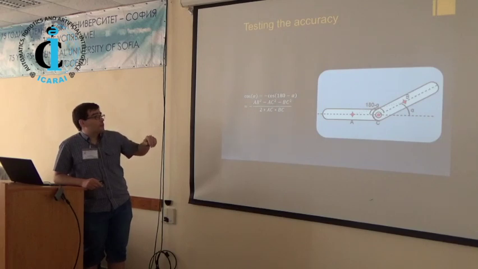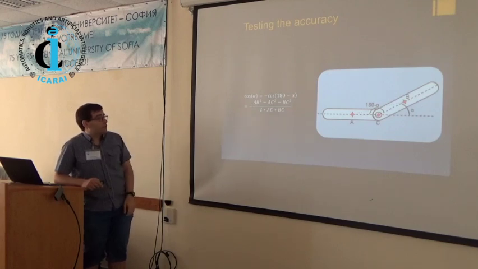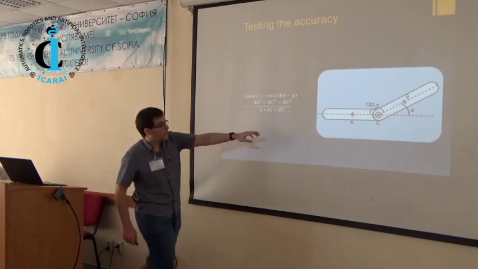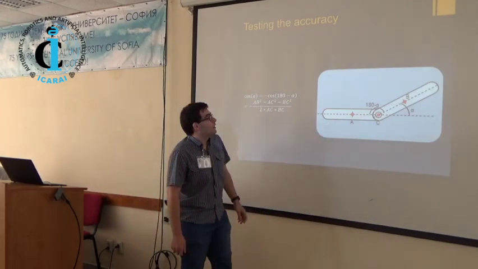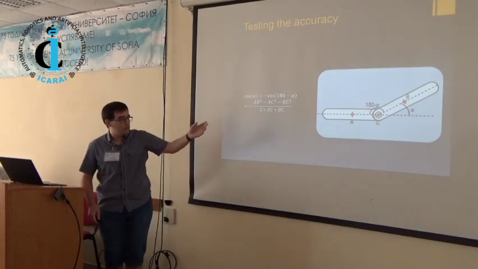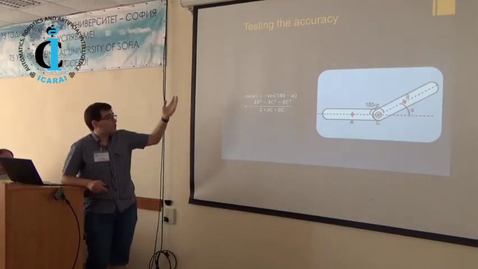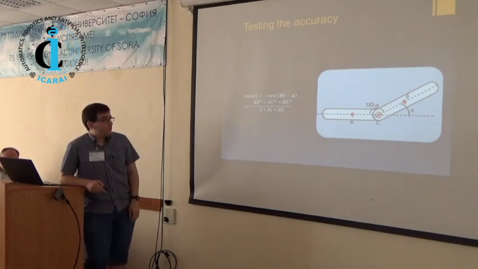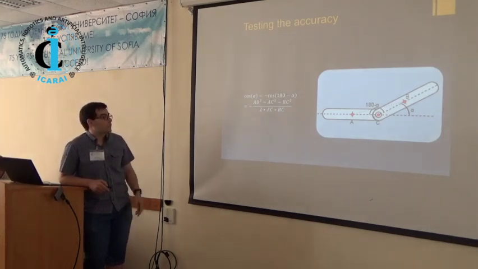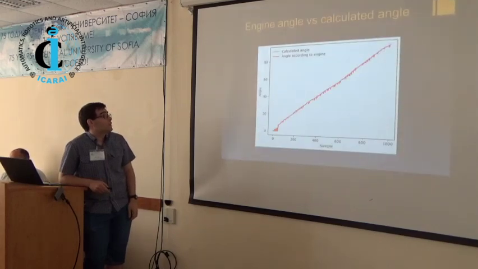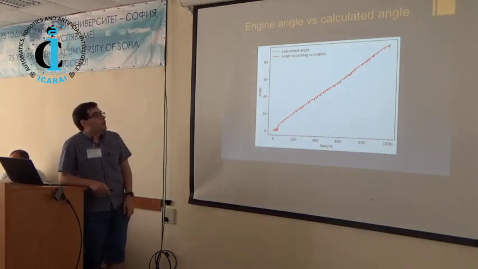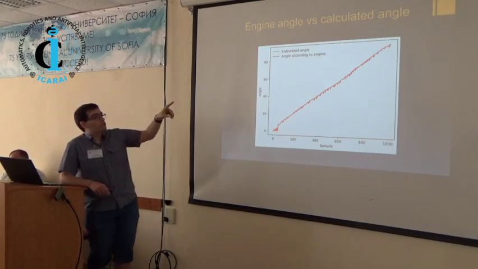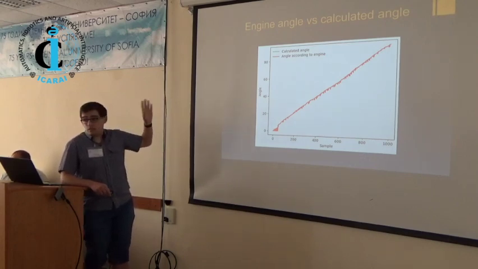We want to test the accuracy of the rotation. We used every eighth grader's favorite formula, the cosine theorem. We have this simple triangle ABC, the locations of each point is given by the engine, and we can calculate the angle using this formula. And the distances, obviously, we can use the Pythagorean theorem to find. So I have done two comparisons. I want to compare the calculated angle versus the angle that the engine gives me.